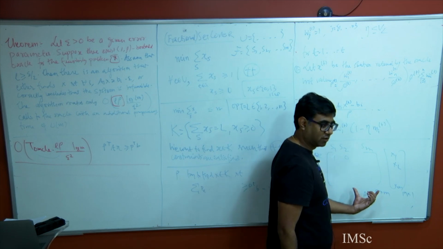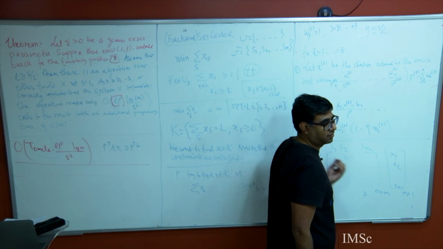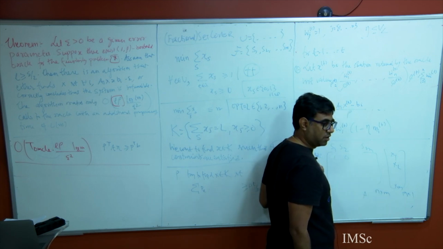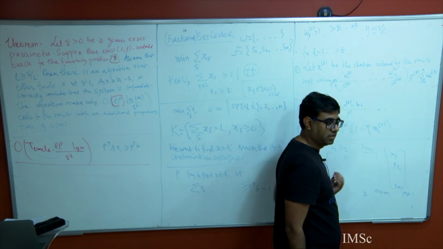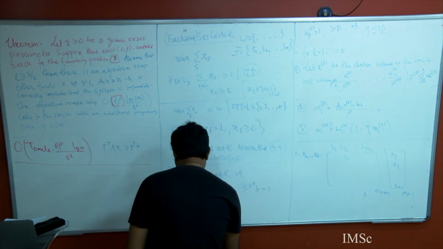No, n cross 1 vector, right? And this is also n cross 1 vector. So I can think of this as just, and then first if I multiply this and then I multiply with this, then this is nothing but what? P1 times the sum, P2 times the sum, P3 times the sum, and so on and so forth.